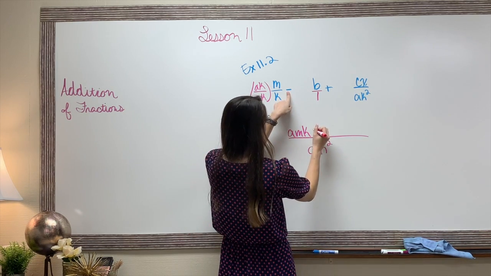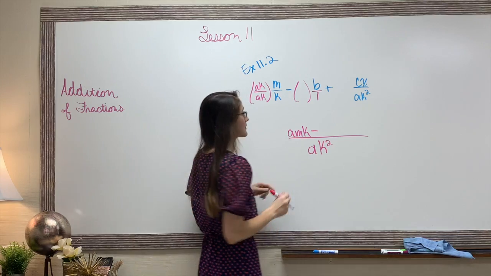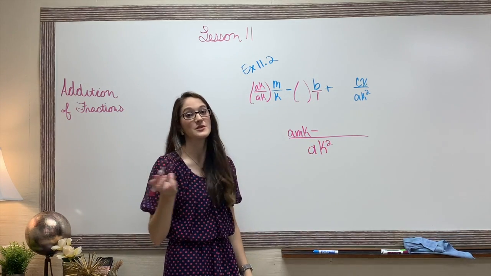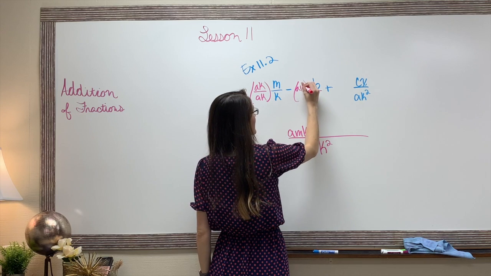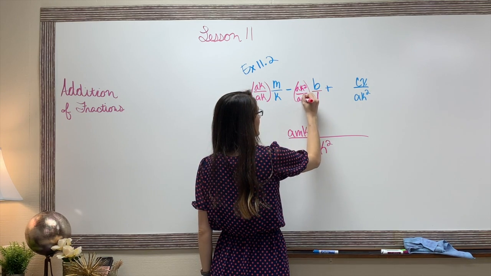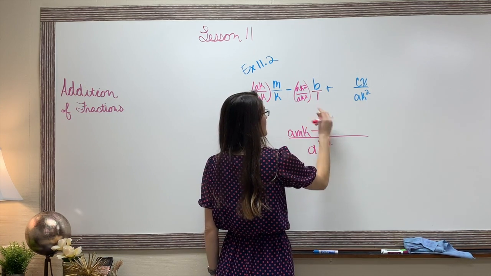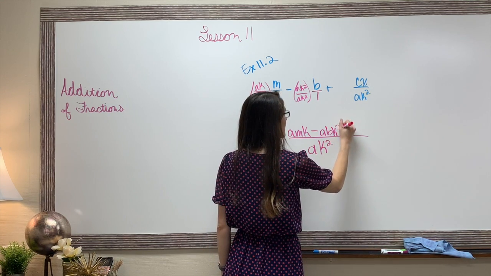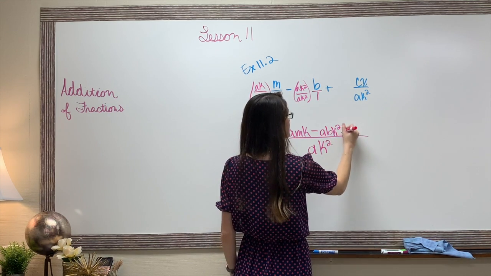Then we have minus, and I'm going to look at the second fraction. My second fraction's denominator is 1. That tells me it's going to be missing everything. So ak squared over ak squared. And multiplied by b is going to be abk squared, plus.